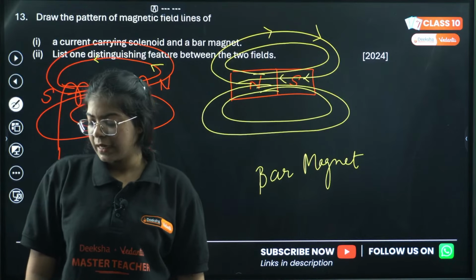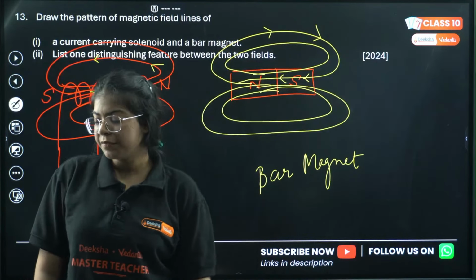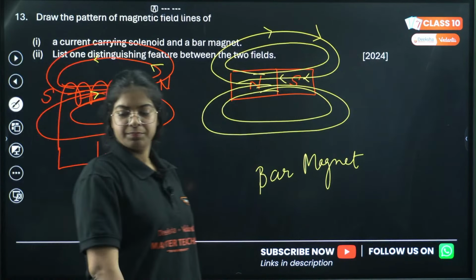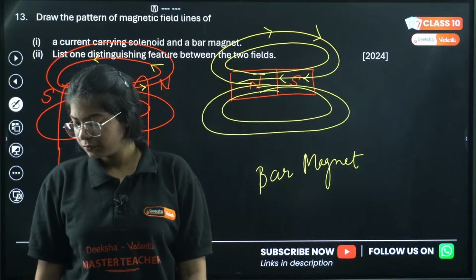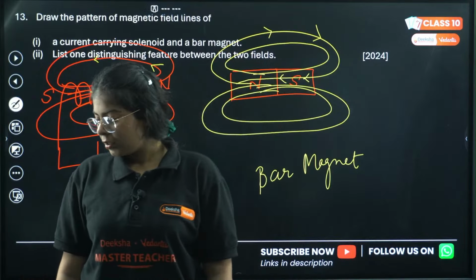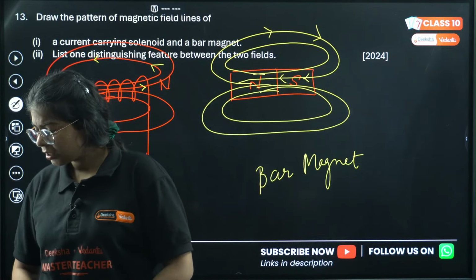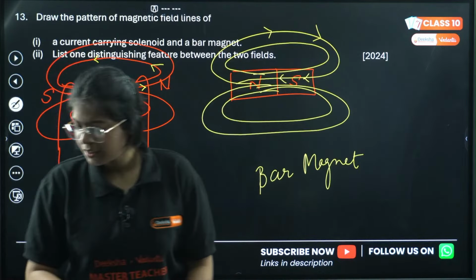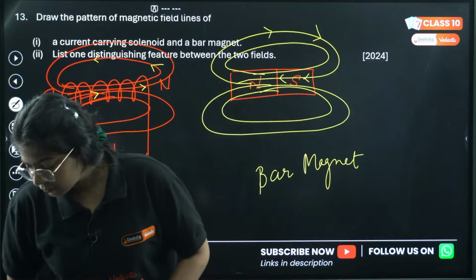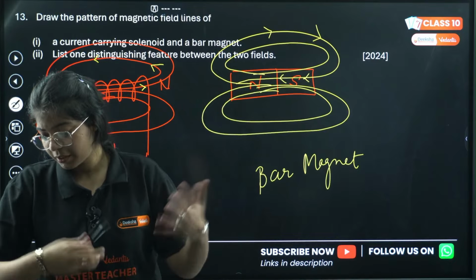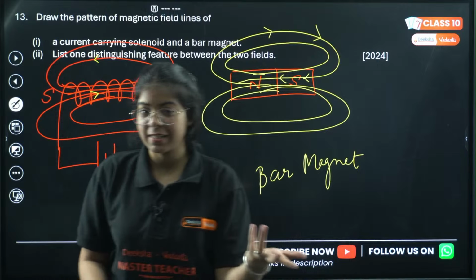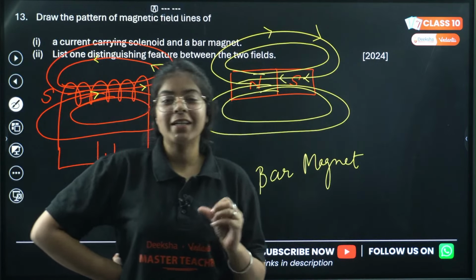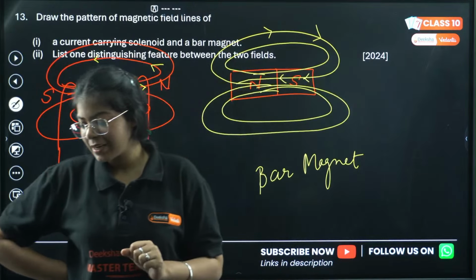What will be the difference in the fields of these two magnetic fields? Who's going to tell me first? What is this? It can change. What can change? Okay, well, this is technically right. I understand this, but your teacher will not give you marks if you just write it can change.